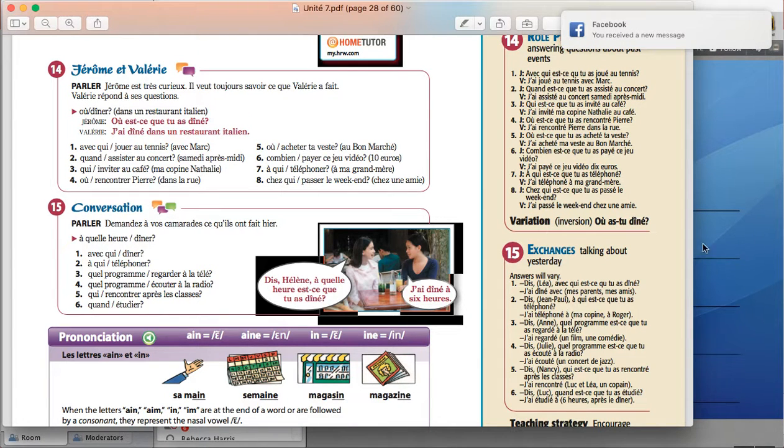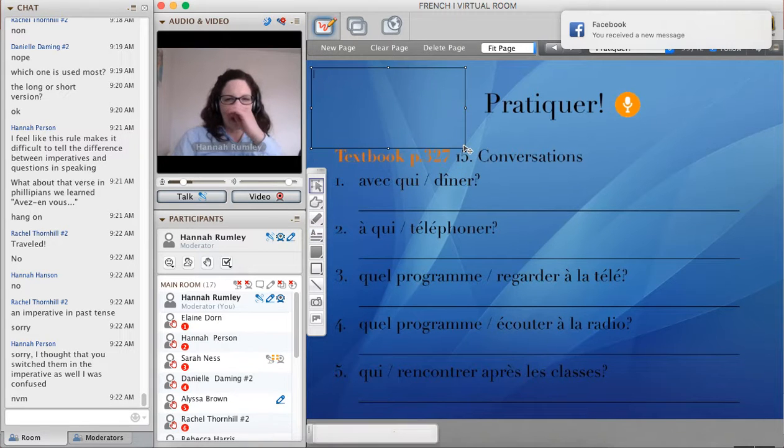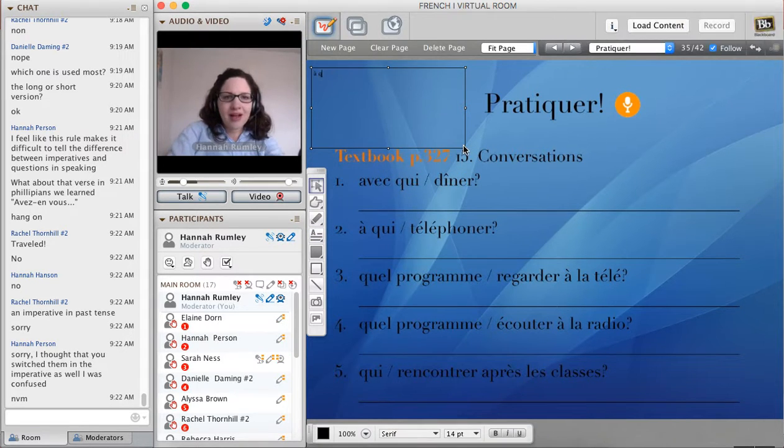Okay, so the à quelle heure and then dîner is my prompt. So I can form my question two ways. I can either say à quelle heure est-ce que tu dînes?